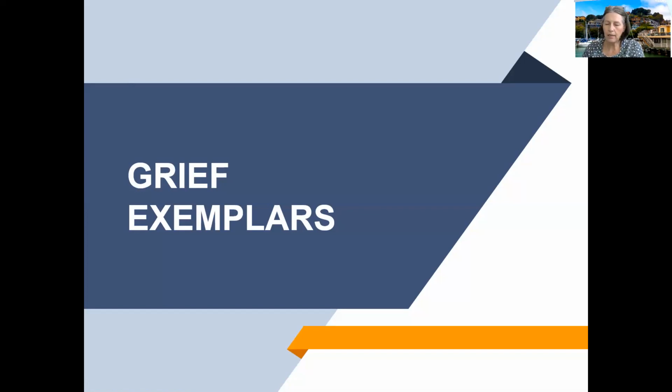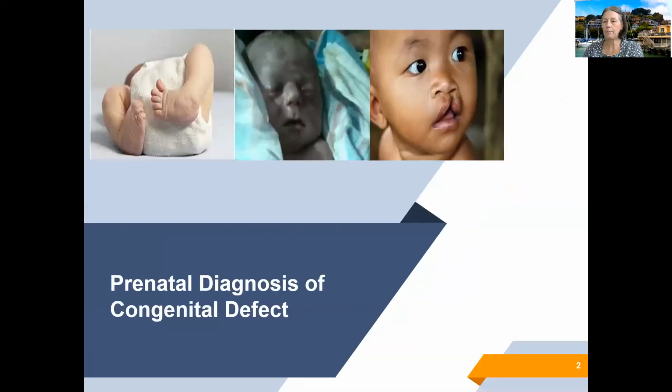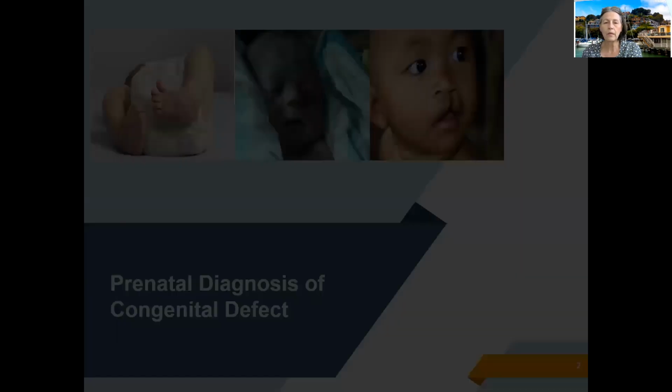So we're going to be talking, in the first piece of this, about the exemplars if the family has a prenatal diagnosis of a congenital defect. The first part of this slideshow is all about sudden infant death, stillborn children, congenital defects in children. So these are things that are difficult to talk about and yet happen to patients, and we have to be prepared to understand what and how we deal with them.